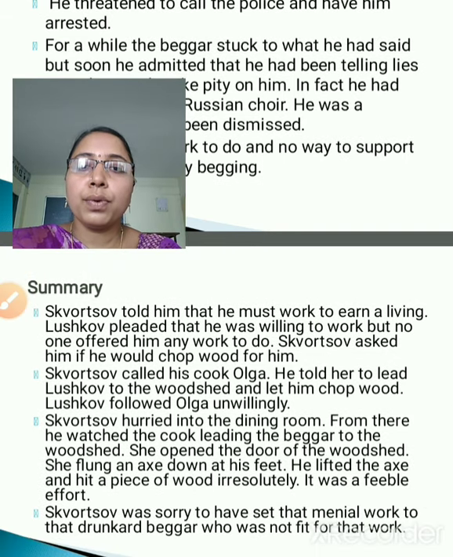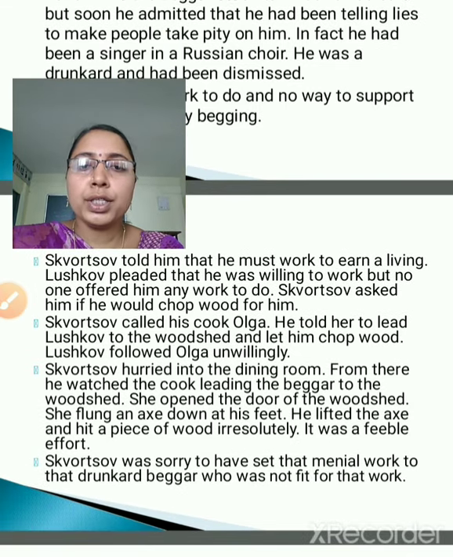Skorstov called his cook Olga. He told her to lead Lashkov to the woodshed and let him chop wood for him. Lashkov followed Olga unwillingly. Now, Lashkov is not ready to work, right? He did not have the habit of working, so at first he was unwilling to do any work. Skorstov hurried into the dining room.